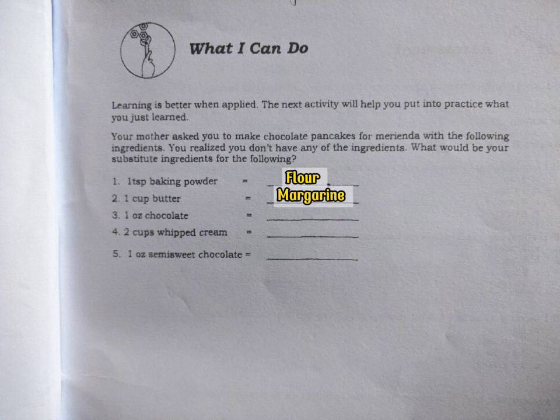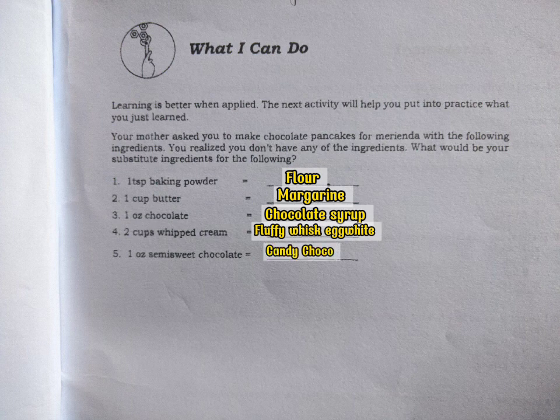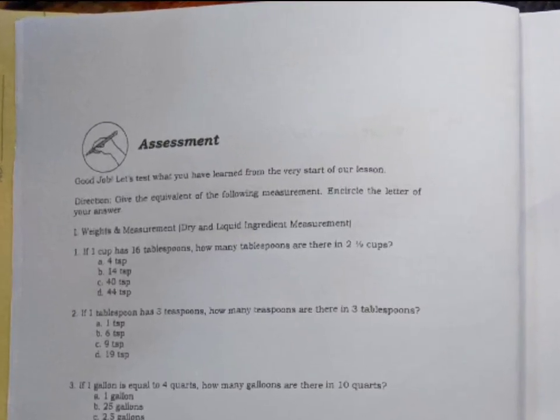Answer. Margarine. Number 3. 1 ounce chocolate can be substituted with blank. Answer. Chocolate syrup. Number 4. 2 cups whipped cream can be substituted with blank. Answer. Fluffy whisked egg whites. Number 5. 1 ounce semi-sweet chocolate can be substituted with blank. Answer. Candy choco. Let's proceed to the assessment.